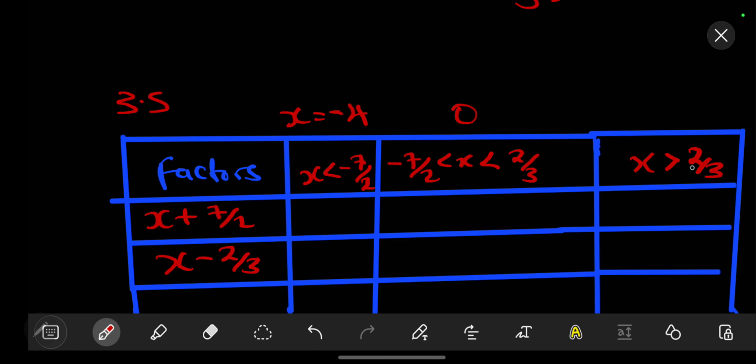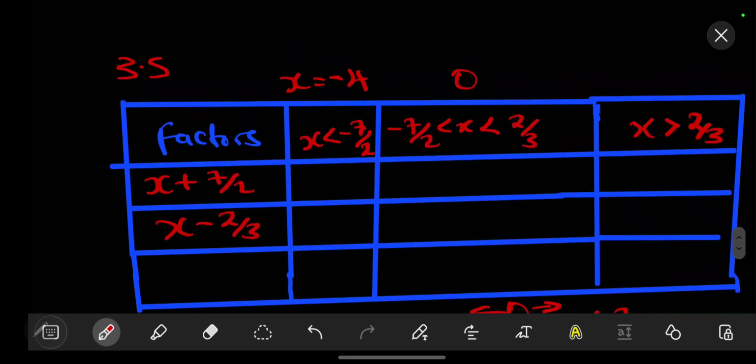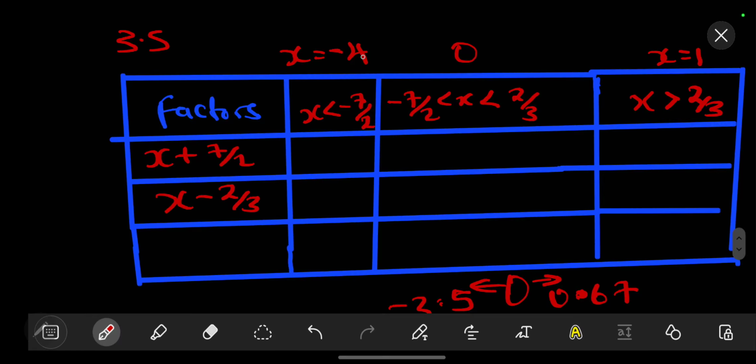Then we are here, all the values that are greater than 2 over 3. If 2 over 3 is 0.67, we can even say that x is equal to 1. If you want, you can use 2. So with that, we can now replace. So we have our negative 4 like that.